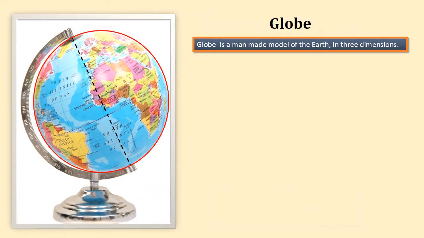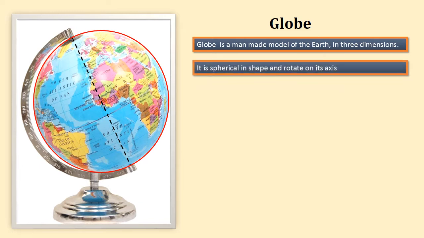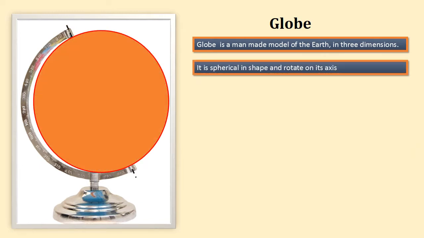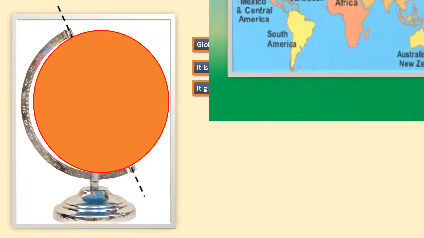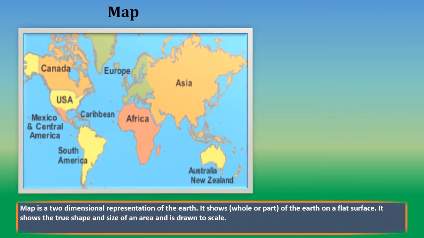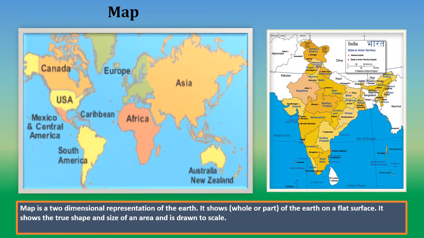Globe is a man-made model of the Earth in 3 dimensions. It is spherical in shape and rotates on its axis. It gives a true picture of the Earth. Map is a 2-dimensional representation of the Earth. It shows the whole or part of the Earth on a flat surface. It shows the true shape and size of an area and is drawn to scale.